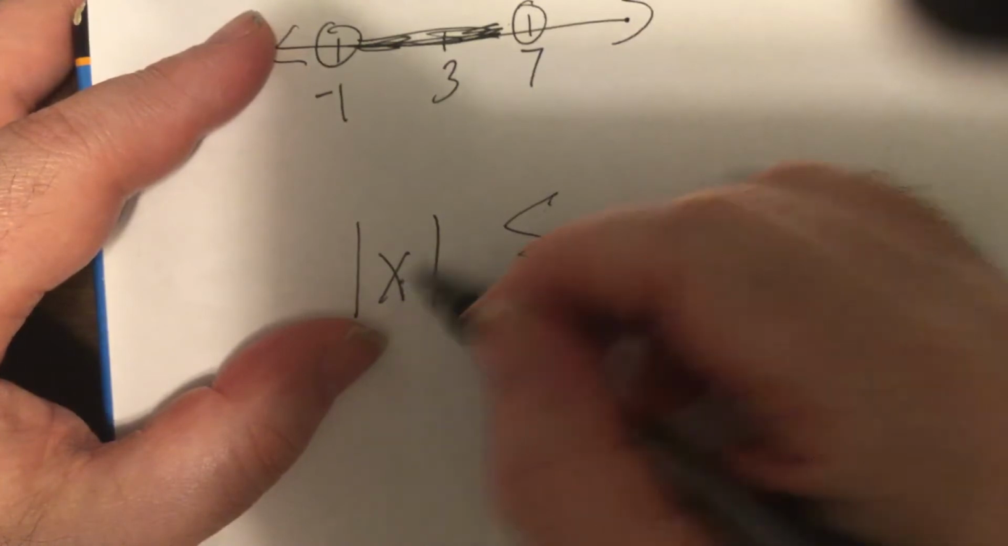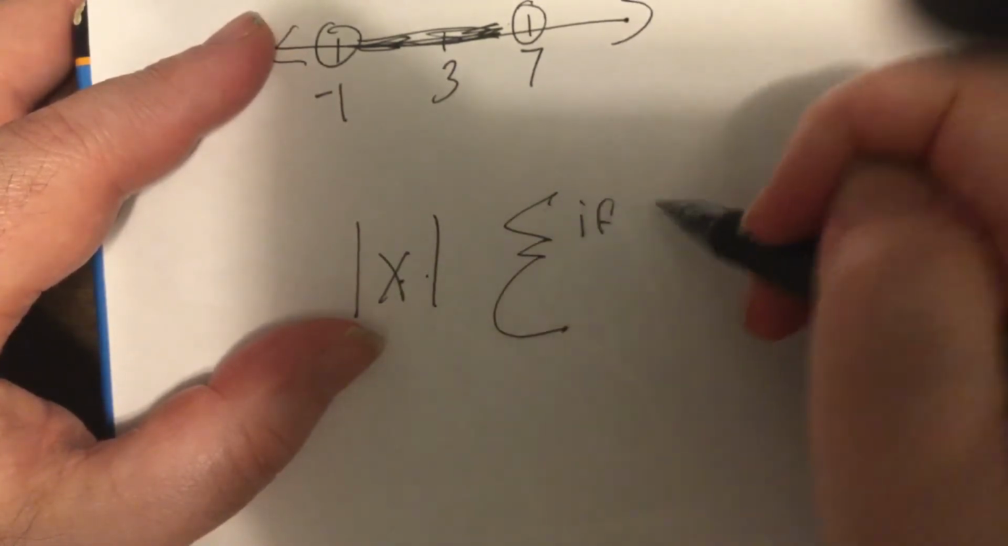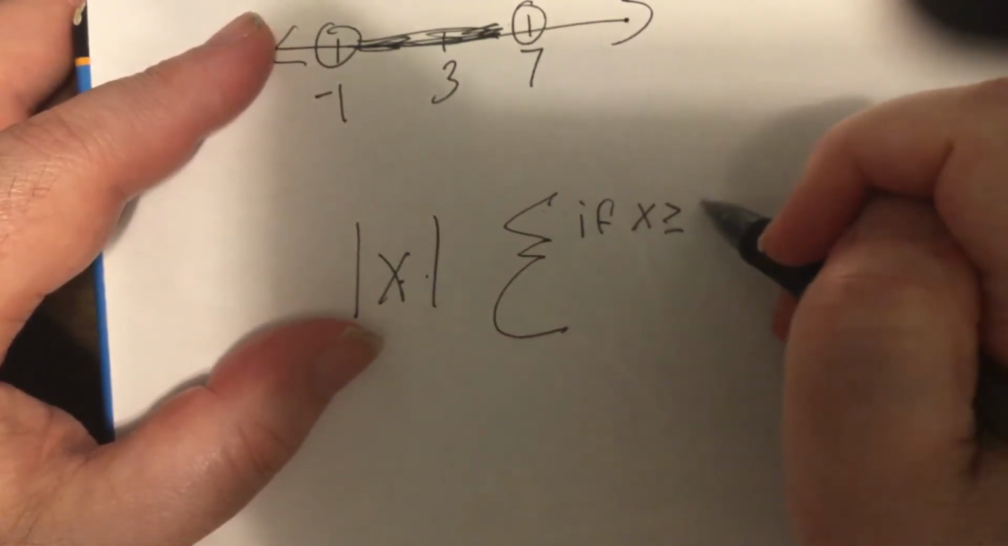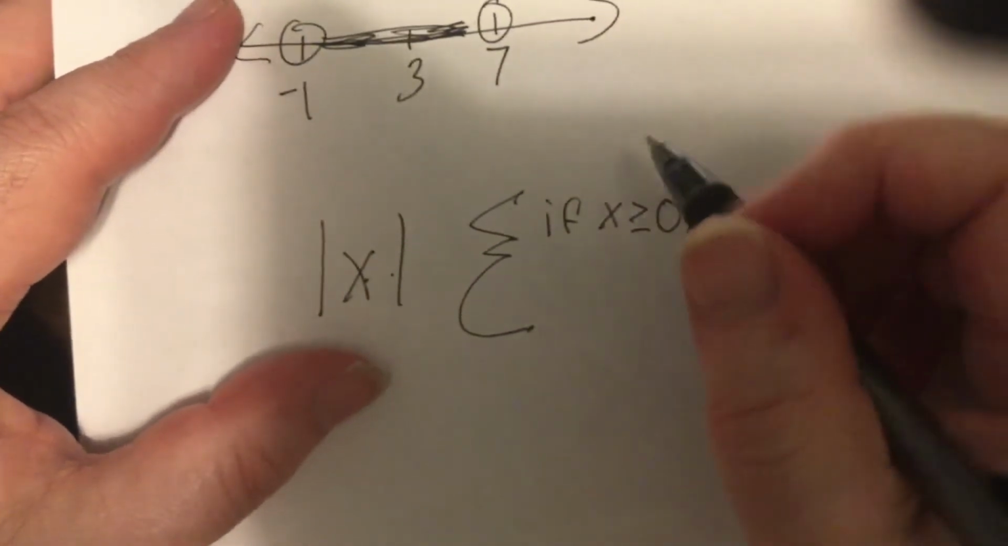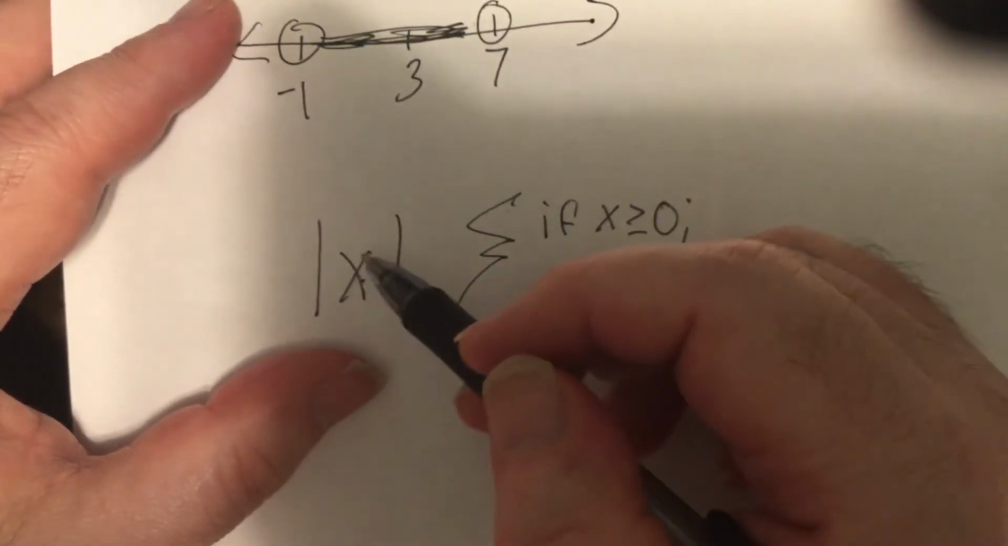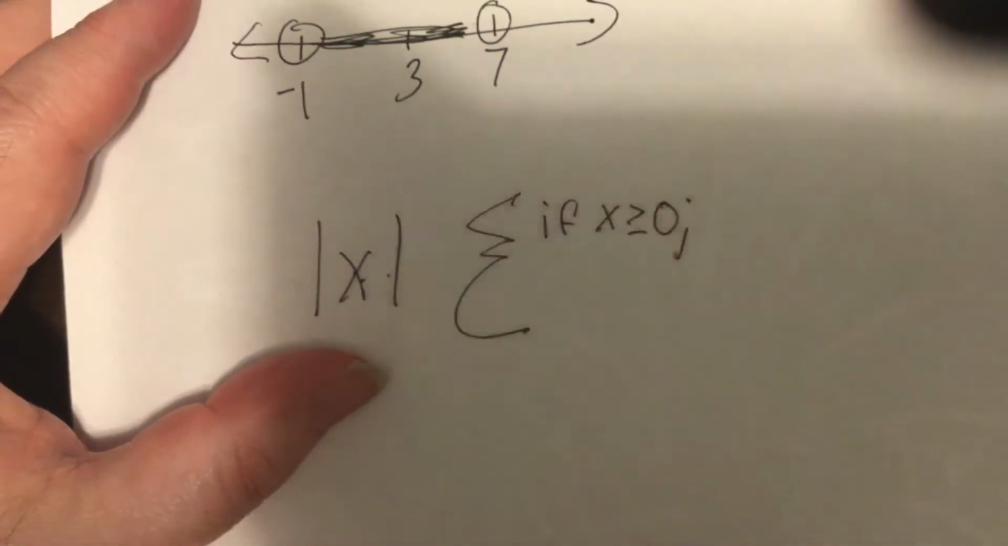If the middle or inside the absolute value is bigger than or equal to 0, what happens? Well, the absolute value of 10 is 10.